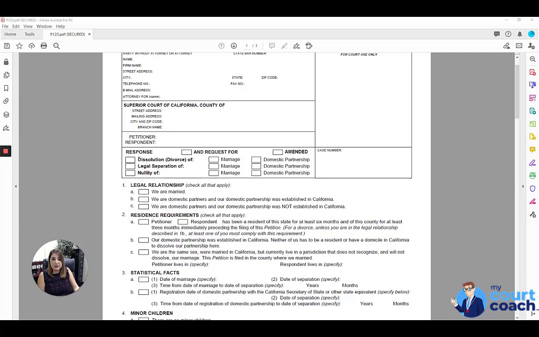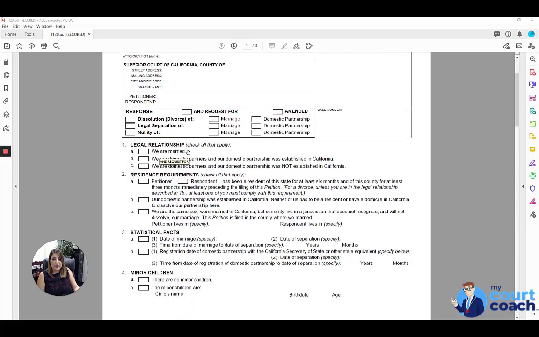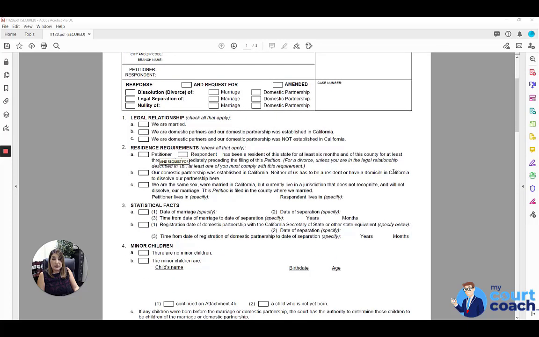So you would mark the box identifying what it is you're responding to, and then specify whether this is for a marriage or domestic partnership. If you want to join in on that request, mark the box that says "and request for." Below that, you need to identify what is your legal relationship. Either you are married, in which case you mark box 1A, or you are domestic partners, in which case you'd mark box 1B or C, depending on whether or not your domestic partnership was or was not established in California.